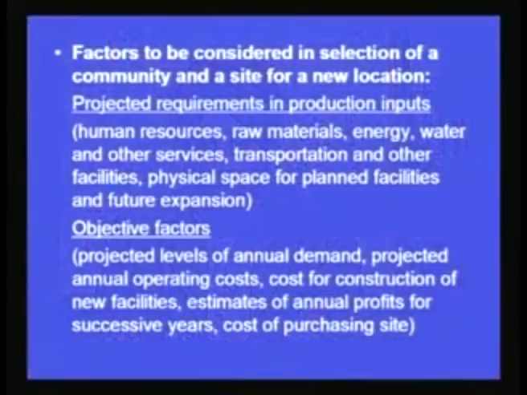Now what are these factors? These factors, just again let us see: human resources, raw materials, energy, water and other services, transportation and other facilities, physical space for planned facility and future expansion. So now we have to see that this is the requirement, this is what we are going to produce, and we need so much area for this particular plant. Maybe that may run into acres of land, that may run into hectares of land. So we have to identify that area that would be required.